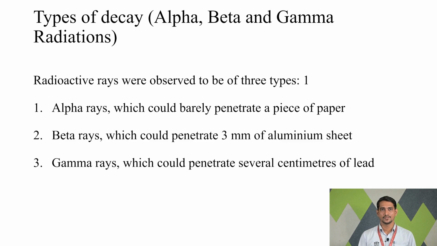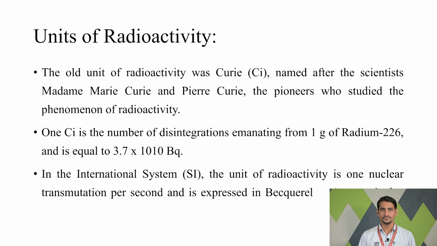Let's discuss these three radiations. First, alpha rays, which could barely penetrate a piece of paper, so the penetration power is very low. And beta rays could penetrate 3 mm of aluminum sheet. If we take an aluminum sheet of 3 mm width, then beta rays can easily pass, but alpha rays cannot. The gamma rays could penetrate several centimeters of lead. So here we can see the gamma rays possess more penetration power than the alpha rays and beta rays.